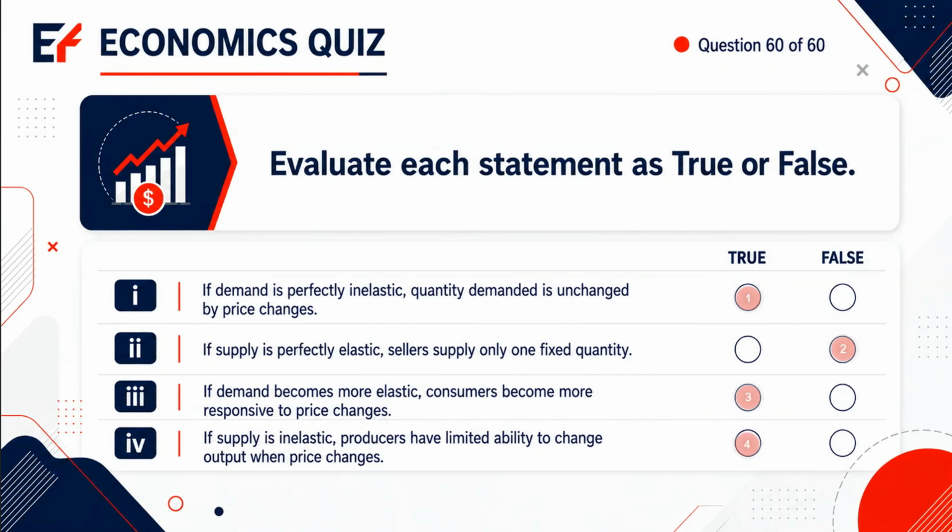Let's bring the elasticity meanings together. Perfectly inelastic demand means quantity demanded stays the same even when price changes, so there is no quantity response. Perfectly elastic supply does not mean one fixed quantity. It means sellers are willing to supply any quantity at one fixed price. When demand becomes more elastic, consumers react more strongly to price changes. And when supply is inelastic, producers cannot easily adjust output when price changes, often because of limited time, capacity, or resources. The key idea is that elasticity measures how responsive quantity is to price.